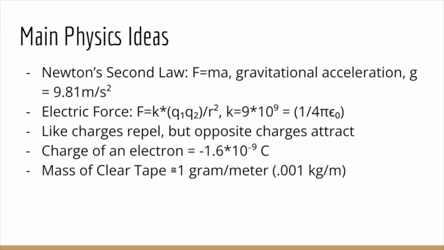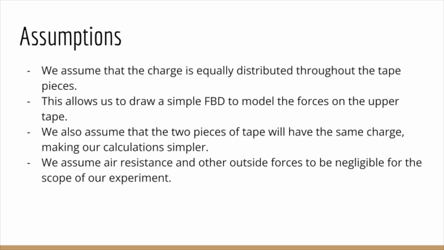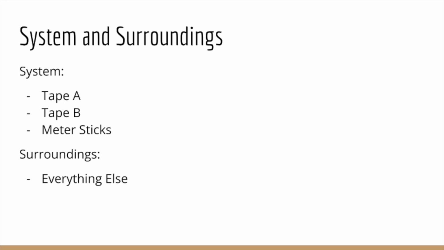We know that the mass of the clear tape is approximately 1 gram per meter, or 0.001 kilograms per meter. We assume that the charge is equally distributed throughout both tape pieces, which allows us to draw a simple free body diagram to model the forces on the upper tape. We also assume that the two pieces of tape will have the same charge, which makes our calculations a little bit simpler, and we assume that air resistance and other outside forces are negligible for this experiment. Our system consists of tapes A and B and the meter sticks, and the surroundings is everything else.